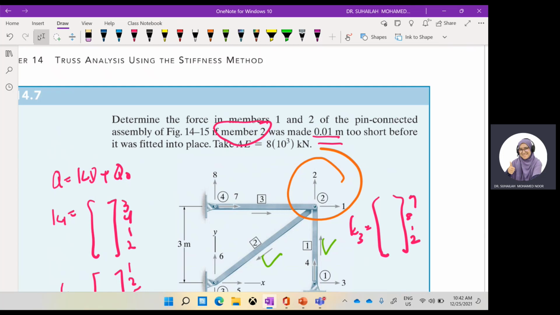So that's all for the discussion about the effect of temperature changes and fabrication error in truss analysis, in indeterminate truss using the stiffness matrix method.